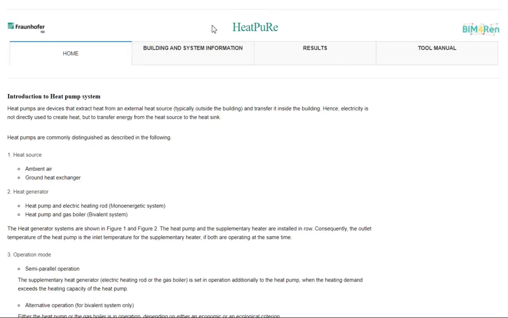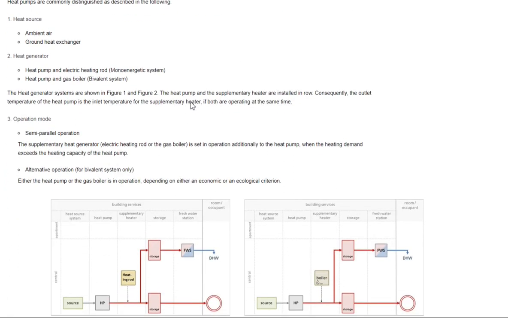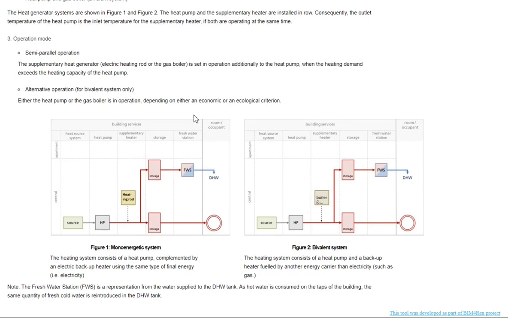Hello, in this video I'll give a short introduction for the HeatPure tool, which was developed in the Fraunhofer Institute for Solar Energy Systems within the EU-funded BINFOREM project. The HeatPure tool provides a quick and user-friendly application for assessing the integration of a heat pump in an existing building, and it does so by simulating a system as the one shown here.